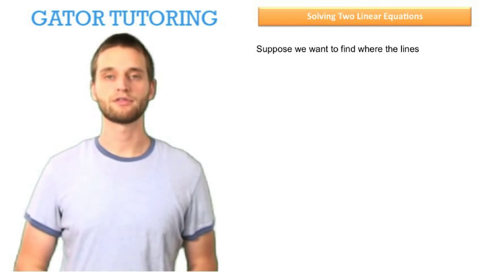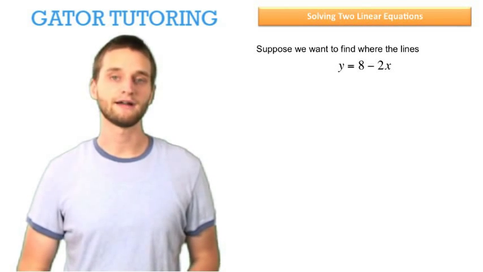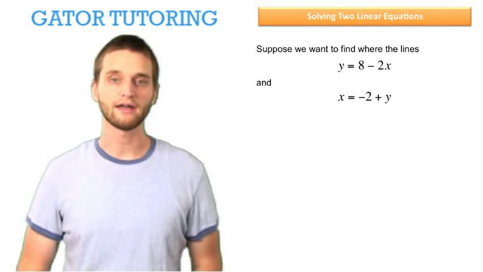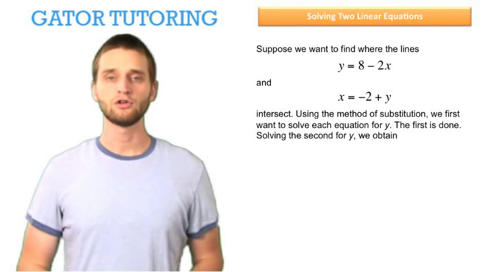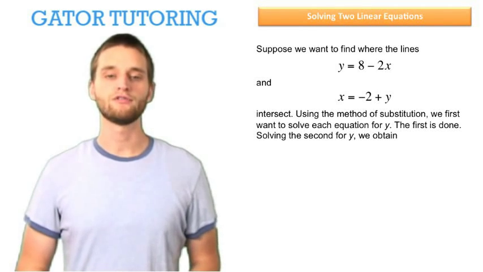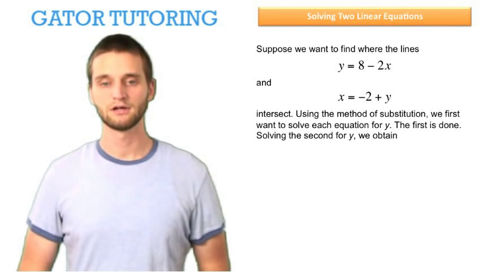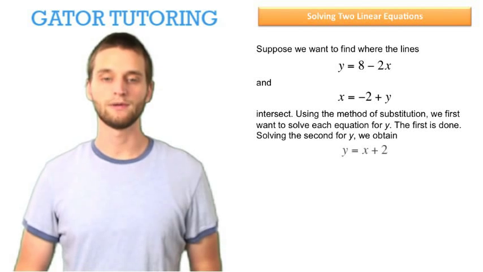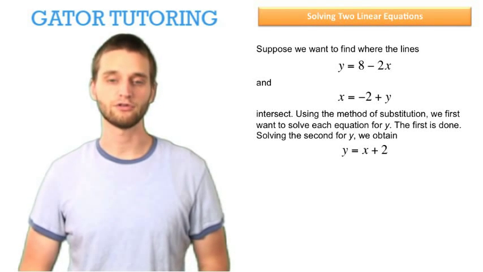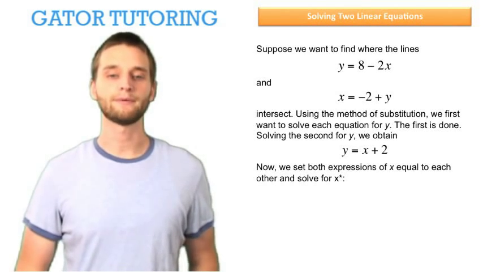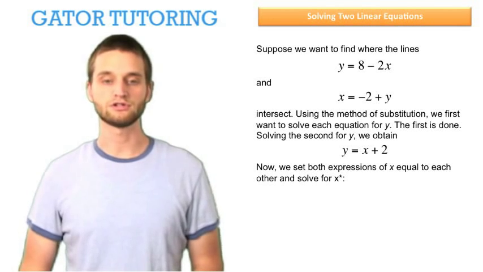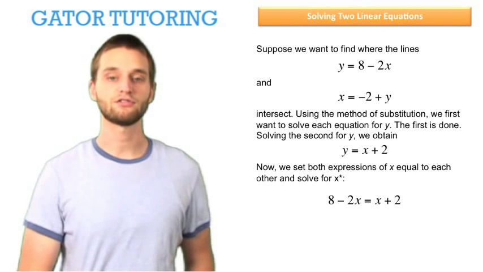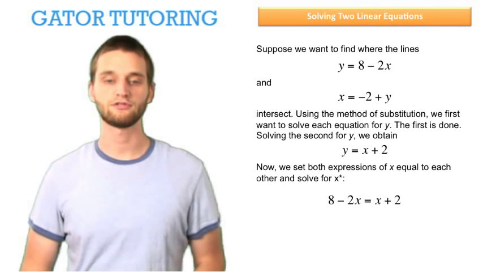Suppose we want to find where the lines y equals 8 minus 2x and x equals minus 2 plus y intersect. Using the method of substitution, we first want to solve each equation for y. The first is done. Solving the second for y using algebra, we obtain y equals x plus 2. Now we set both expressions of x equal to each other and solve for x star. So we set 8 minus 2x equal to x plus 2.